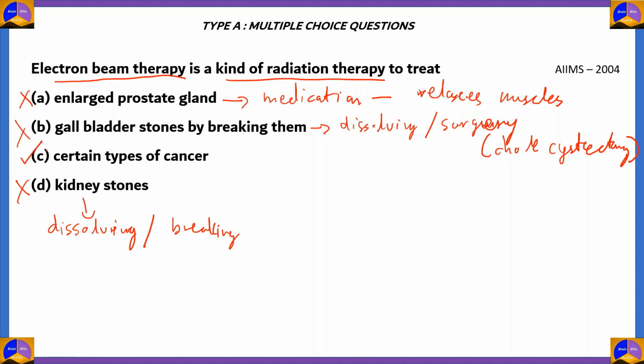The right answer is option C, certain types of cancer. And the reason why we use this is because cancer is the advent or the origin of malignant cells. So when the body has malignant cells, they need to be killed. And radiation does that. It kills cells. So that's why electron beam therapy is used for certain types of cancers. Option C is the right option.